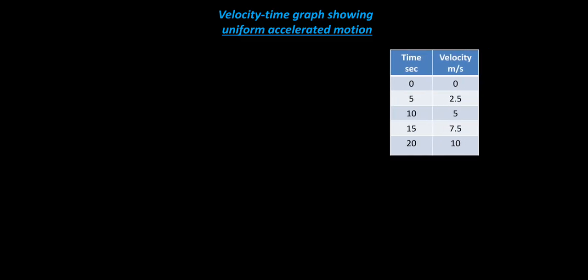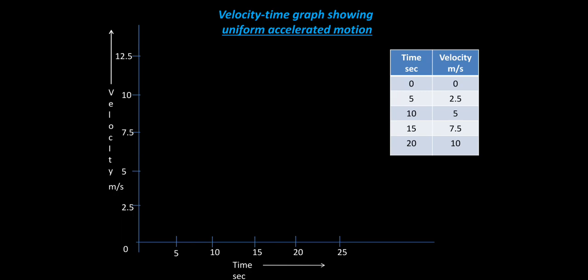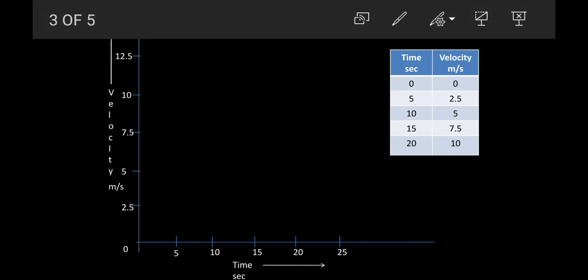So velocity time graph showing uniformly accelerated motion. So this is the data. This is your graph. Same like we have done earlier. We will choose one point one by one and draw lines. So starting with first point 0 to 0, you will get point over here. Then 5 and 2.5. So draw perpendicular line. So the point where these two intersect is your point.